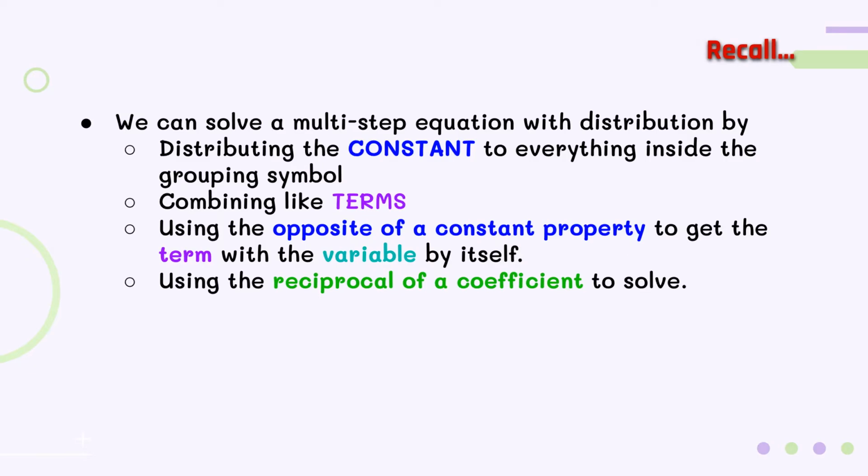Recall, we can solve a multi-step equation with distribution by distributing the constant to everything inside the grouping symbol, combining the like terms, using the opposite of a constant property to get the term with the variable by itself, then using the reciprocal of a coefficient to solve.